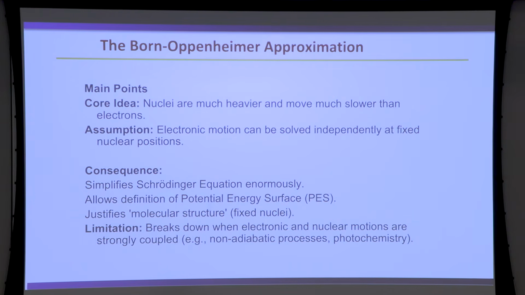And so the Schrödinger equation was enormously simplified, but it also allows us to define the potential energy surface. That is, I'm sure, something that you have seen when you look at gas phase mechanisms. And it justifies the molecular structures with fixed nuclei, but there were limitations, because basically it breaks down when electronic and nuclear motions are strongly coupled. Okay? So the point is that you split the behavior, but there are systems with non-adiabatic processes or photochemistry in which you cannot do that. So it's an approximation that works well, for example, in some cases for combustion, so you have seen those.